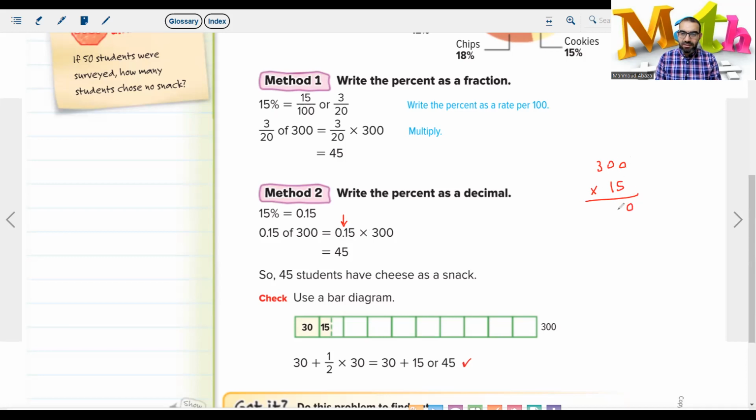5 times 0, 0, 5 times 0, 0, 5 times 3, 15. To move from the 5 to the 1, we put here 0. 1 times 0, 0, 1 times 0, 0, 1 times 3, 3. So you add: 0, 0, 5, 4, 4,500. But don't forget, the decimal point will be after 2 digits. So this will be 45.00, means 45. So it doesn't matter if you follow the fraction method or the decimal method, it should lead you to the same answer.